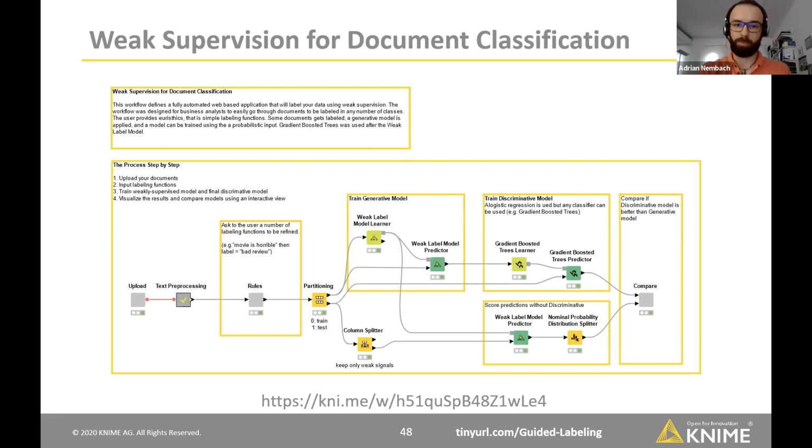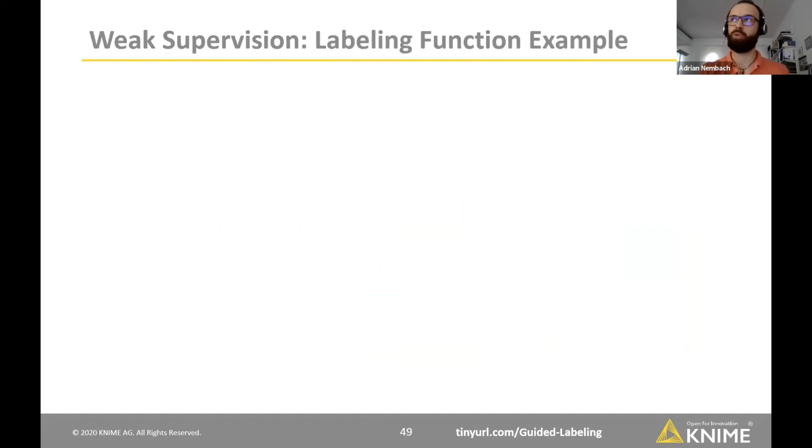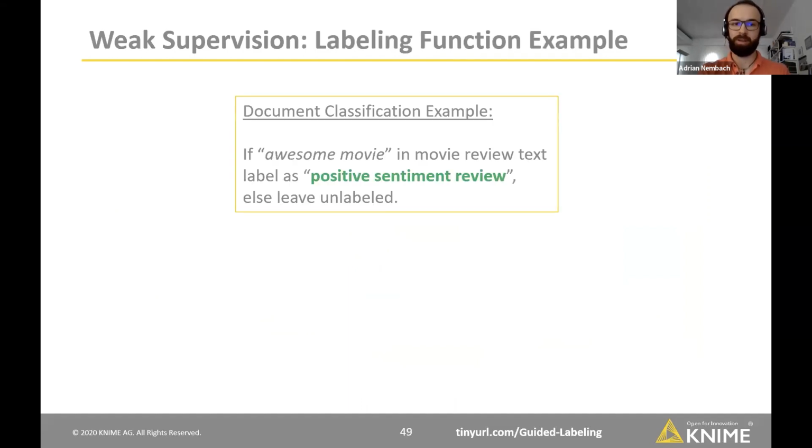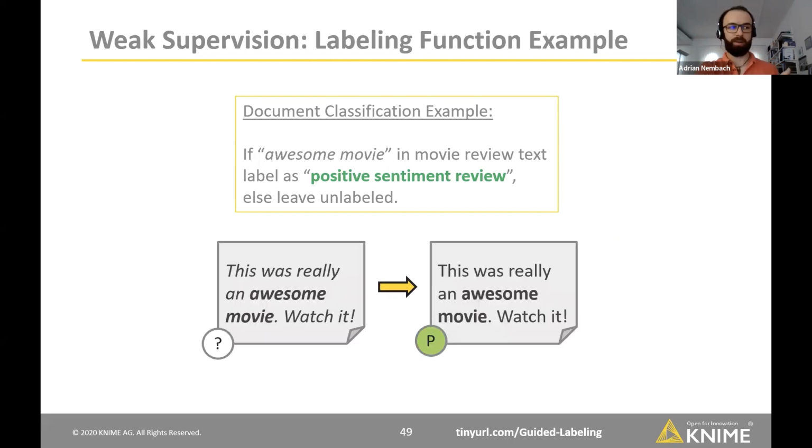Before I show you the workflow live, I would like to give you an idea of how we define the labeling functions here. So the idea here is that we create relatively simple rules in an interactive fashion. You will see that in a second. And those rules are basically, if some word is contained, so for example, if awesome movie is contained in a review, then the review is positive. So we are doing sentiment analysis.